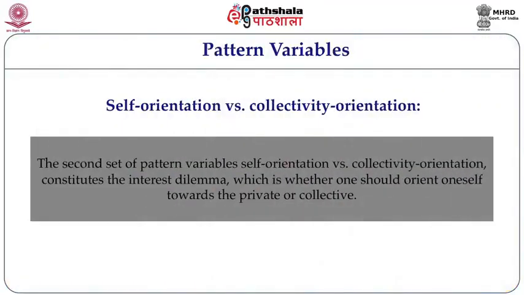And the second pattern variable is self-orientation or collectivity, basically associated with the question of the dilemma of whether we see our action in terms of the self or the private, or we see our action in terms of the collective. The dilemma that exists between the self and the collective is the second pattern variable, as it was understood by Parsons.